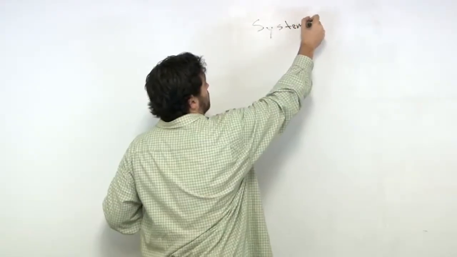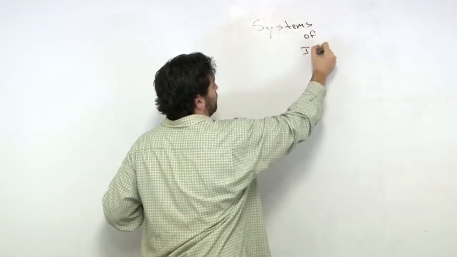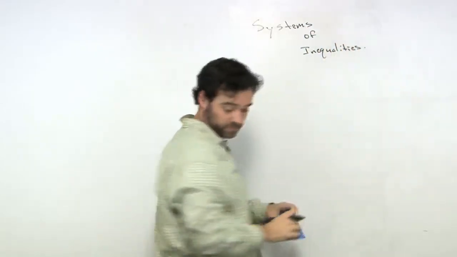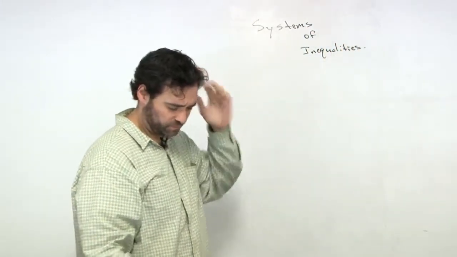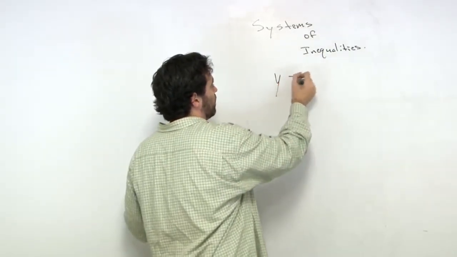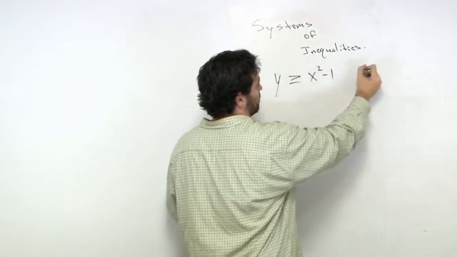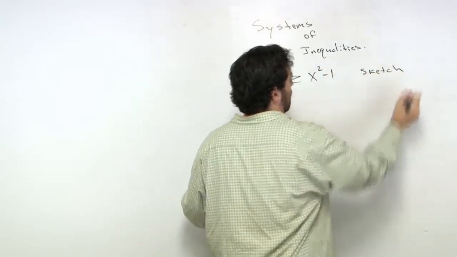So systems of inequalities. Okay? So y is greater than or equal to x squared minus 1. We want to just sketch this. And how do we do this?